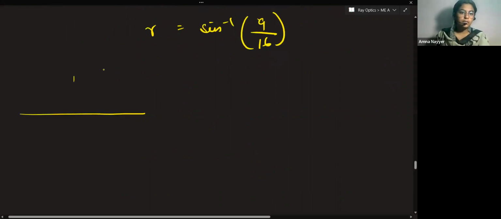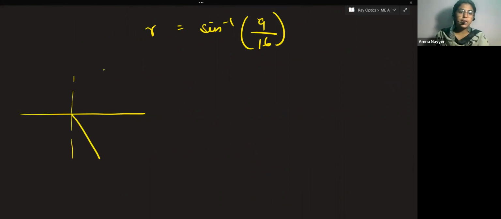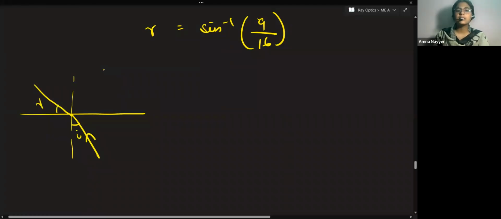From here, this is the normal. Now this becomes the angle of incidence. And here it will be refracted the way it has to get refracted. Now medium one has the refractive index 3/2. Medium two has 4/3. Now you will see angle of incidence is 30 degrees.